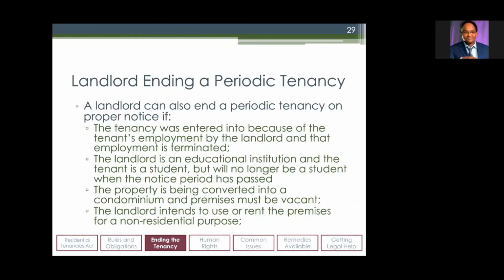There are other rules that the landlord has to follow, and other reasons when the landlord can end a periodic tenancy. For example, if the tenant is employed by the landlord and they just live in the place on a month-to-month basis, once the employment is done, the landlord can ask the tenant to leave. If the landlord wants to convert the building into a condominium property, they can also end this tenancy. The landlord may want to use the premises for something else, not for people living there, but maybe as a secondary residence, or storage space. Any such reasons could exist.